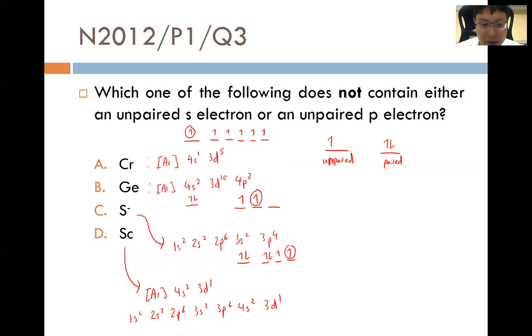However, all the electrons in the s orbital and the p orbital are paired. And hence, it is indeed true that the scandium atom does not contain either an unpaired s electron or an unpaired p electron. And this is the answer.